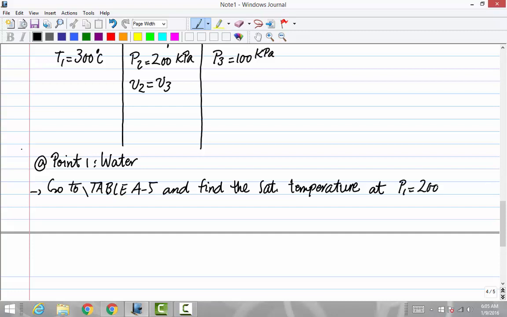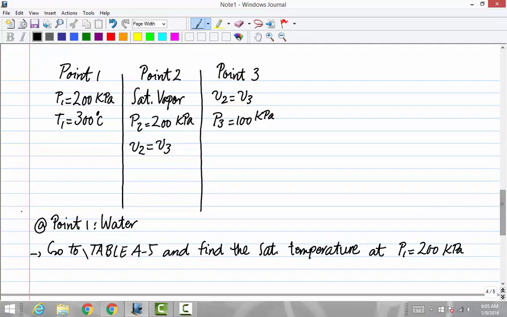Why do I do this? Because you remember that I said here at point 1 we don't know the condition of the water. We don't know if it is subcooled, superheated, or saturated vapor. Well, actually we can guess. It's tricky because from point 1 to point 2 it says that we are cooling the system, and at the end of the process we get to the saturated vapor. So we expect it to be a superheated vapor, then it cooled down to a saturated vapor.